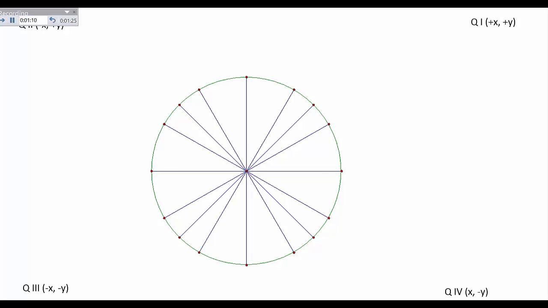Let's look at our quadrantal angles. Here we have 0 degrees, 90 degrees, 180 degrees, and 270, and then back to 360. We have discussed the radian equivalent of each of those angles: 0, pi over 2, pi, 3 pi over 2, and 2 pi.